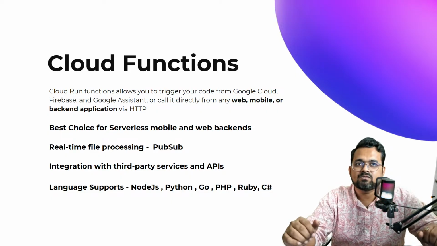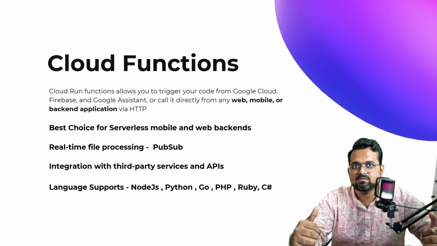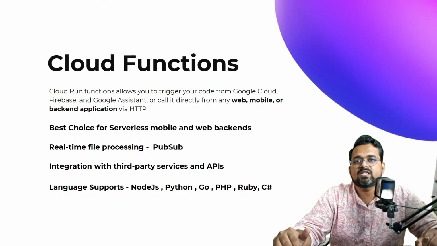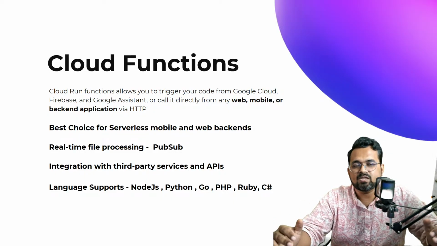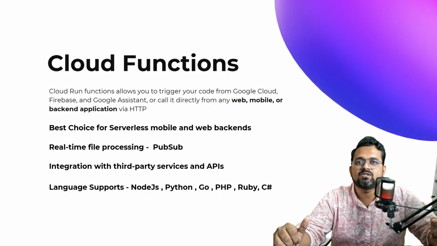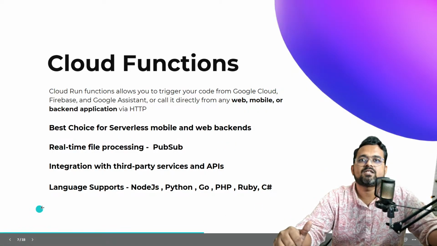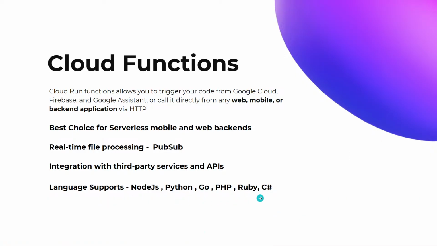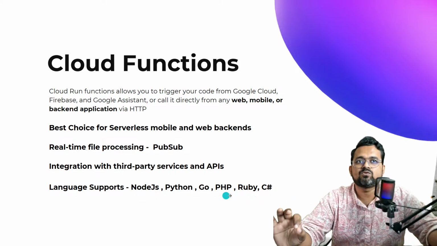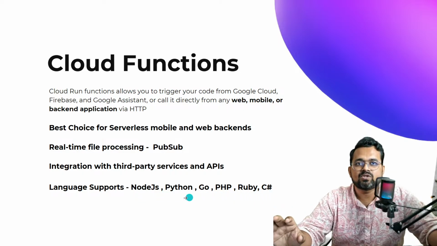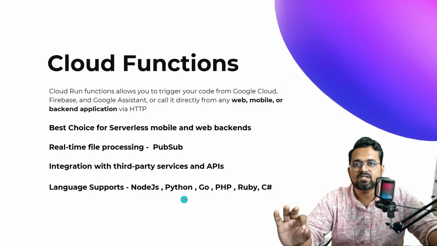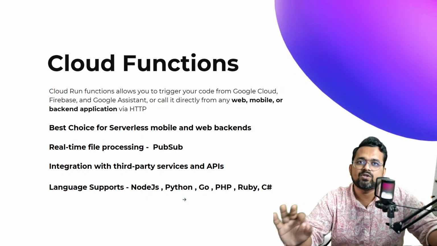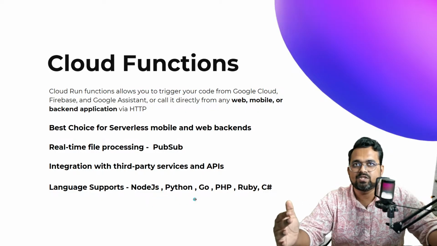Integration with third parties. We can write not just our logic, but we can integrate third parties, whether it is a REST API or a database connection. Here I am using LangChain, a third party SDK. So you can use any third party server SDK here. And the next part is language support. Currently cloud functions support APIs in these languages: Node.js, Python, Go, PHP, Ruby, C#. So today we are going to use Python, FastAPI, and implement a feature.